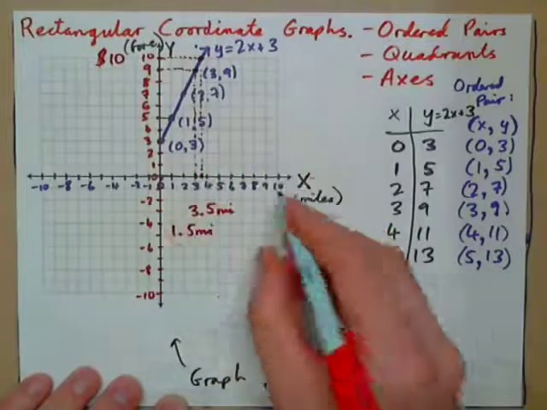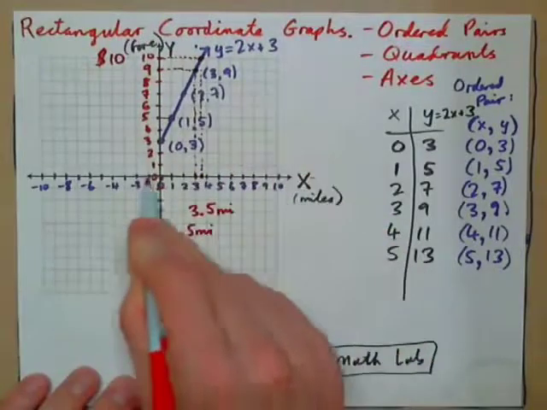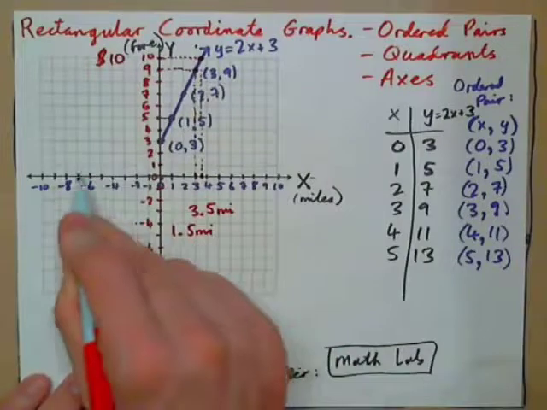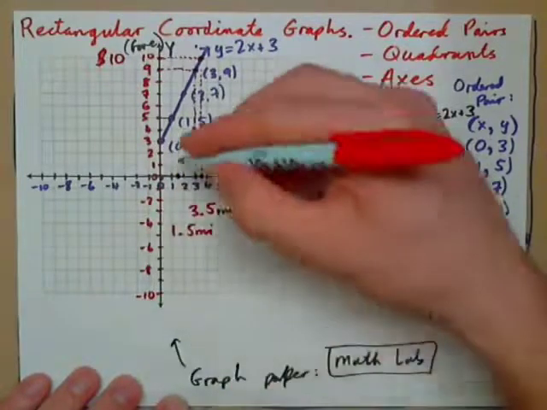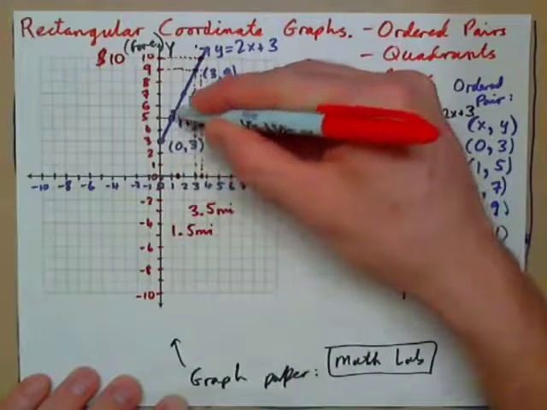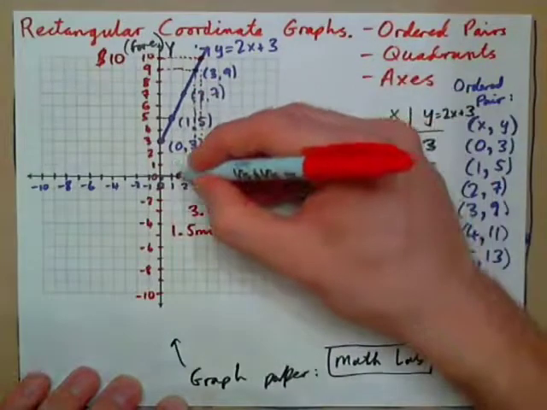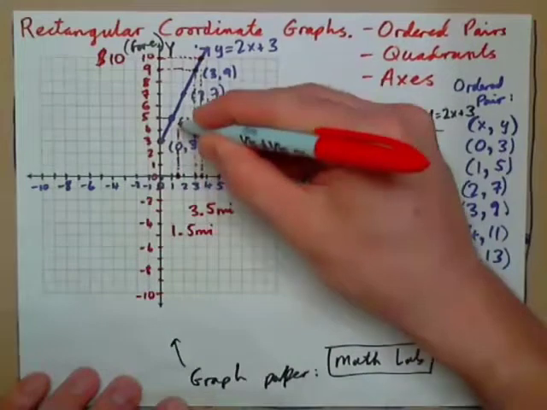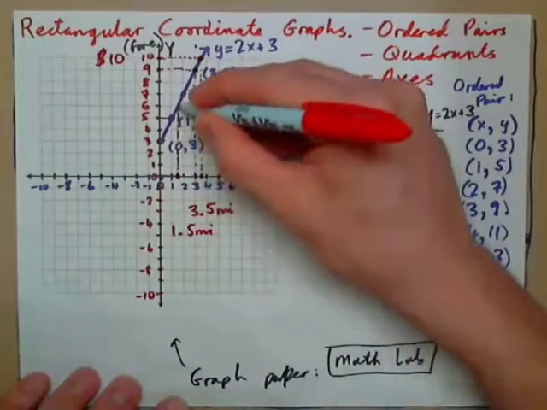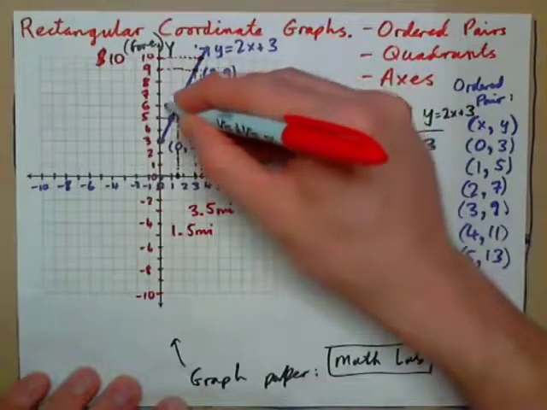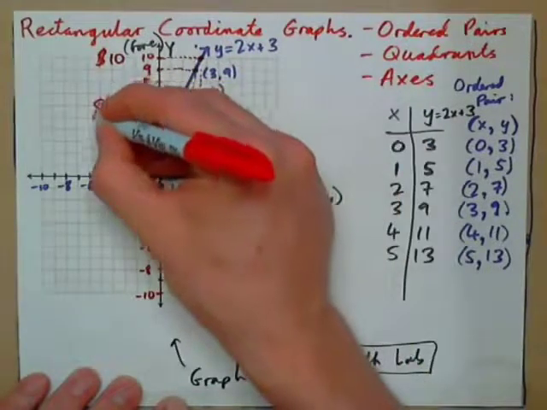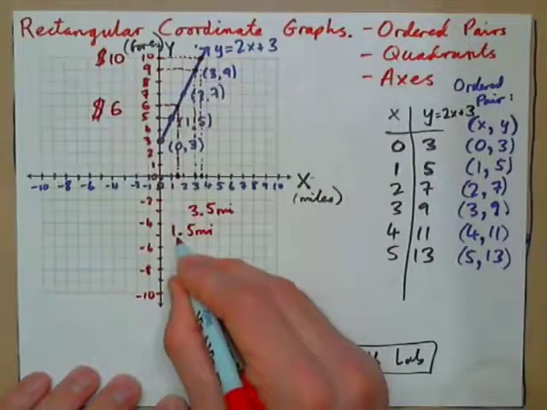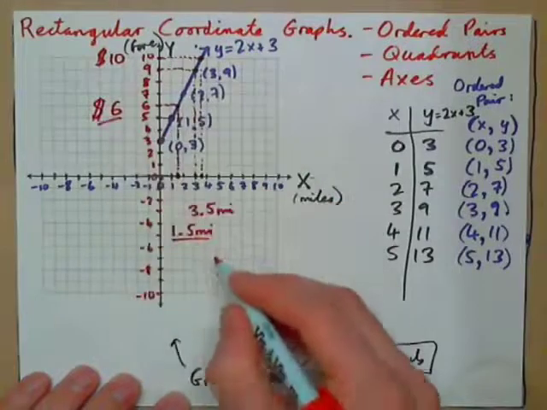So what would 1.5 miles cost? So find 1.5 on the miles axis, the x-axis. It's in between 1 and 2, isn't it? It's right here, isn't it? Now go vertically up and hit your graph. Keep going up, keep going up. Hit the graph. And if you drew it correctly and you come back, you should be on 6. 1.5 miles costs $6. Okay?